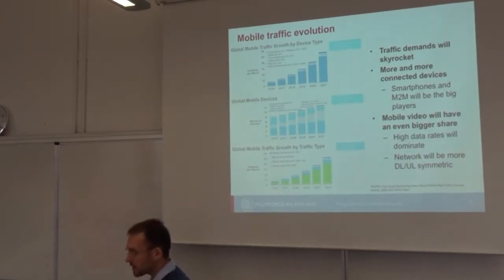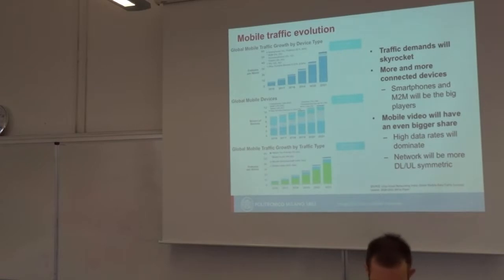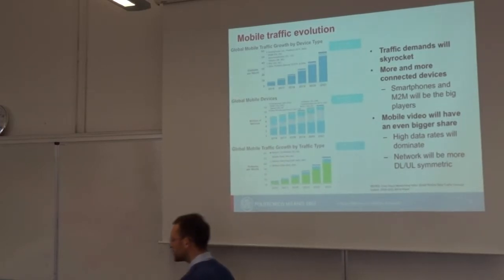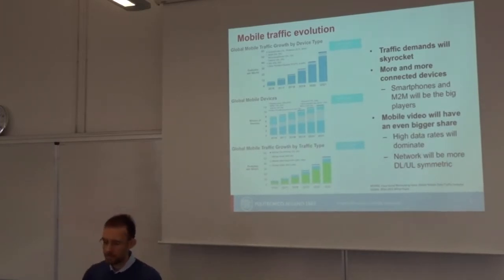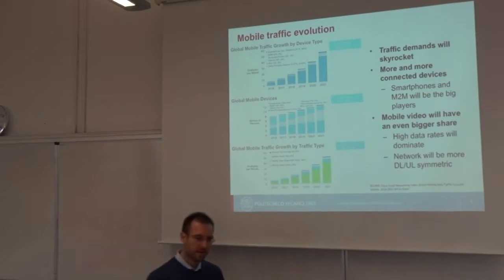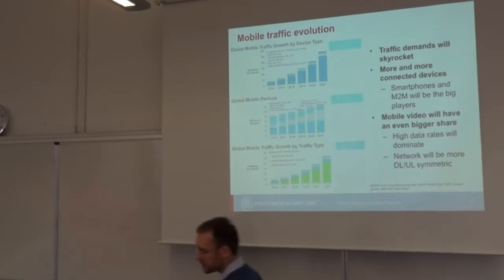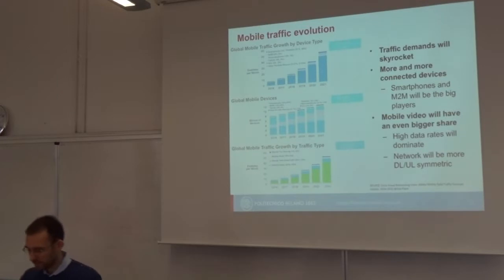So since we have video traffic, it also means that the network will be less and less asymmetric. If you think about videos, for instance Periscope or Facebook Live, the uplink and downlink are going to be less asymmetric. So that's the picture of what we have in the traffic.